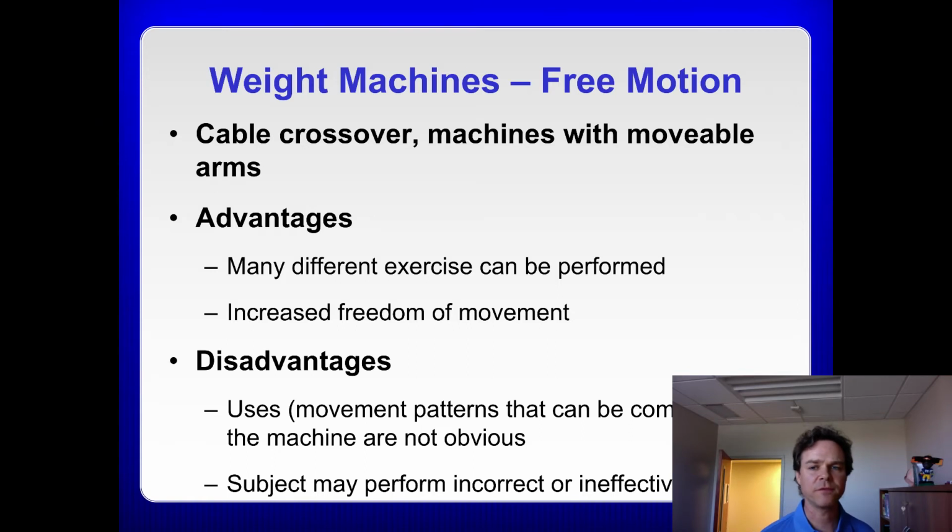So this is where I put the free motion cable crossovers, those machines that have arms that come out with a handle. You could do many different types of exercise, increase freedom of movement, so those are good. Disadvantages: the movement patterns that can be completed on the machine are not obvious. So I remember going up to one of these machines and not really having used it before, and I just kind of went up to it and I'm like, what the heck do I do with this?